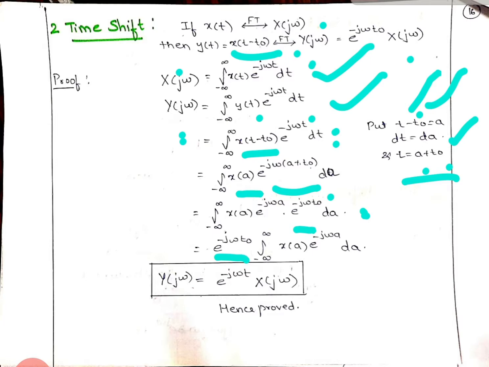If you compare this equation with the equation here, the only difference is that instead of t you have a, so it is with respect to a. So wherever a is there you can put t and write it in this form. Y of j omega is e raised to minus j omega t naught into x of j omega. Here t naught is there, hence proved.